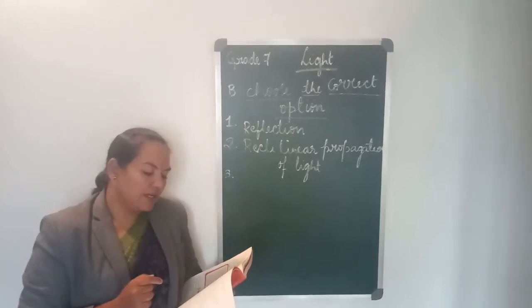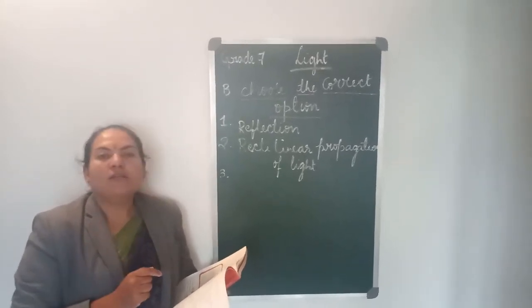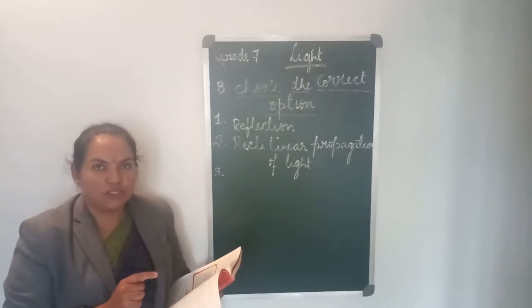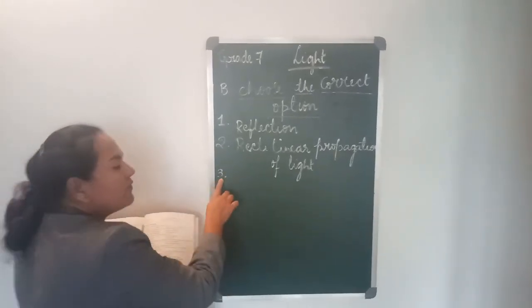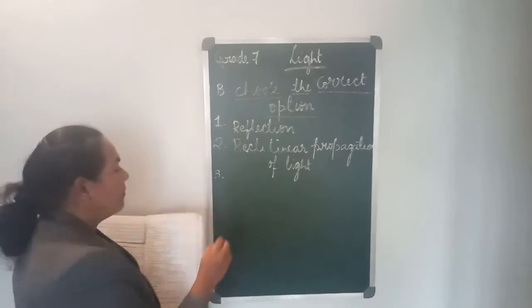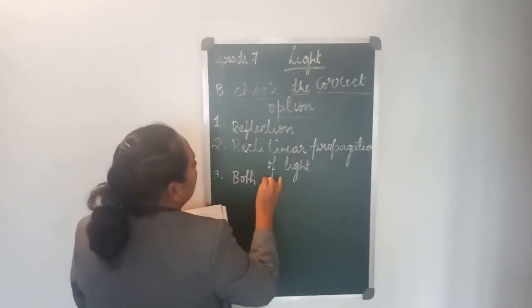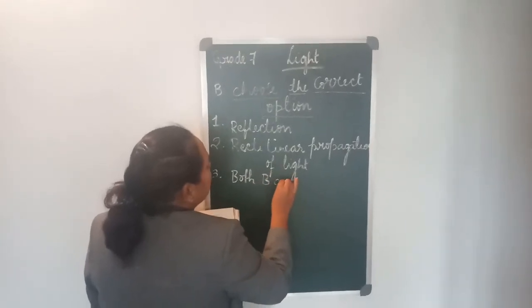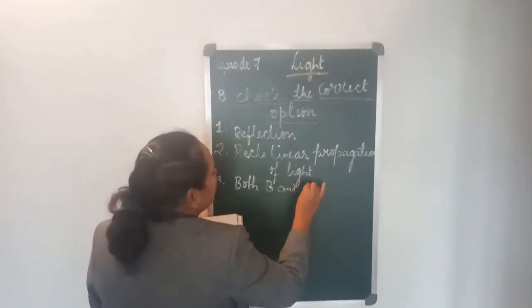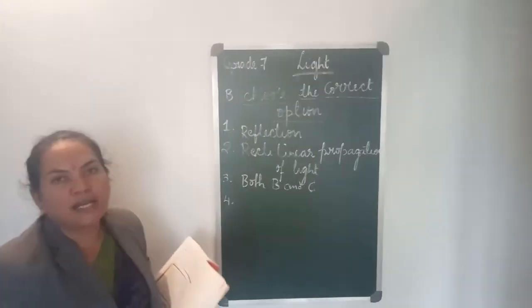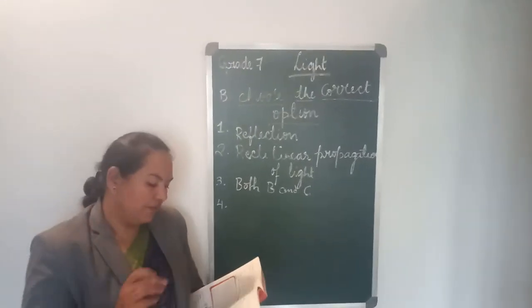C. Here, irregular reflection is also known as diffuse reflection. So, the answer for the third question is both B and C. Both B and C is the answer. That is irregular and diffuse. We call it irregular and diffuse.